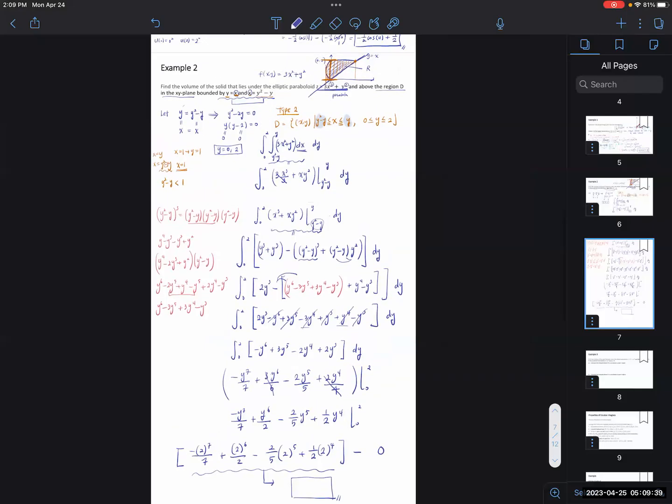So this is a double integral because we are given two different integrals. This is a type 2 because the x integral was fixed. So just the calculation, it's a little bit long, but the concept is not that complicated. I hope you guys are okay so far.